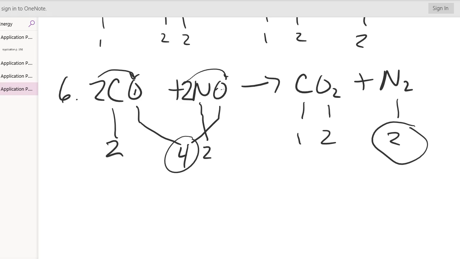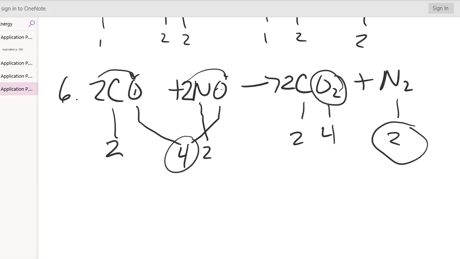Now, that means on the right-hand side, we would at least need a 2 in front of this to make this 2 carbon, and 2 times 2 for the oxygen would be 4. So now we have a balanced equation.